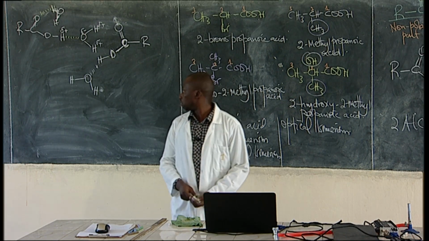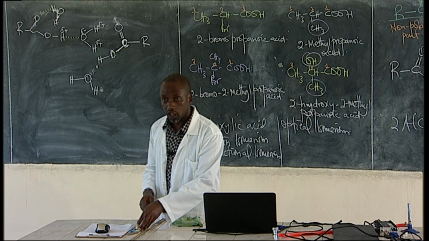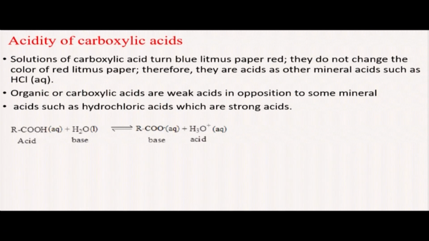Acidity of these carboxylic acids. When we're talking about acidity, you remember this is how the molecule can release hydrogen ions. So like other acids, they turn litmus paper red. They'll be able to react with bases, they are sour, and so on. So they have all the physical properties of other acids.